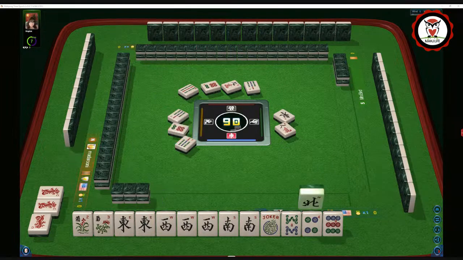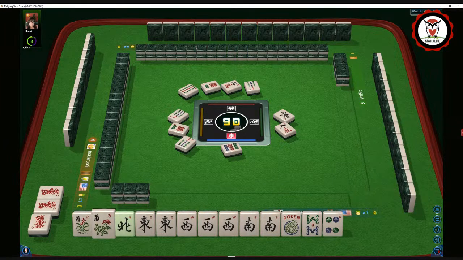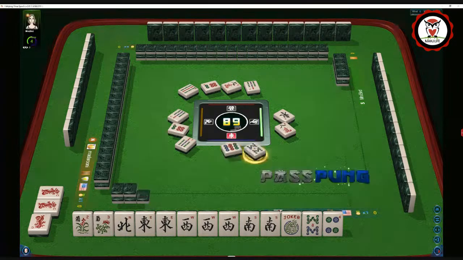6 dots. We got a north. Now we have no gaps. We can Kong the south. I think I would wait on the flower. I'd kind of like to see if we can draw it. 8 bamboos. Okay, we're going to pass.